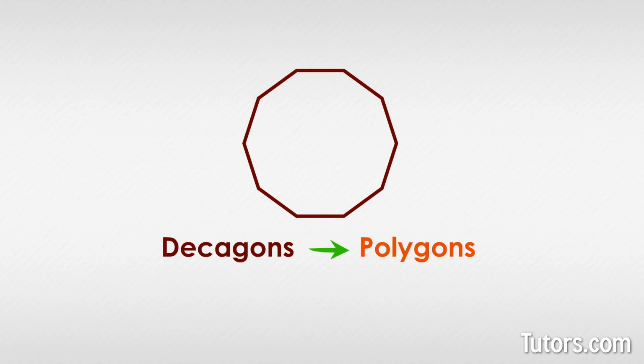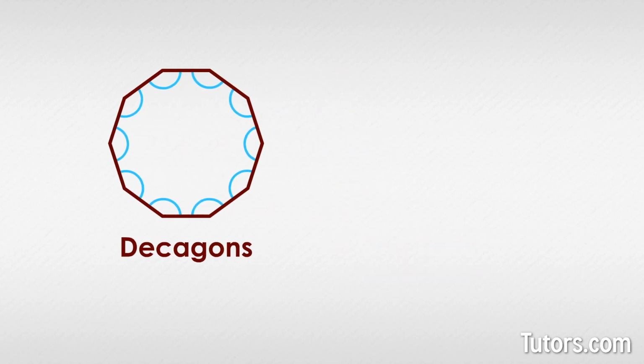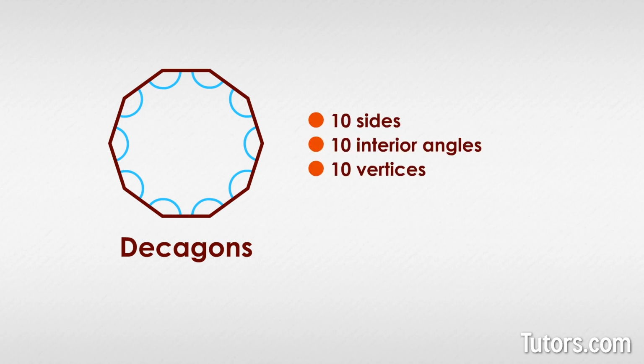Polygons get their name from Greek, meaning many-angled. Because all polygons have multiple interior angles, they close in a two-dimensional space using only straight sides. A decagon is a 10-sided polygon with 10 interior angles and 10 vertices, which is where the sides meet. For a polygon to be a decagon, it must have these identifying properties: 10 sides, 10 interior angles, 10 vertices.